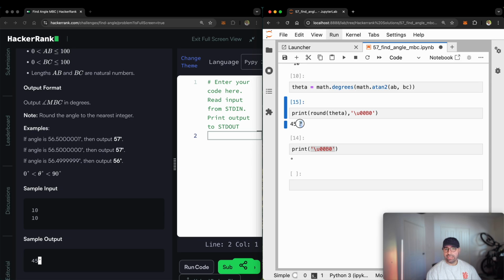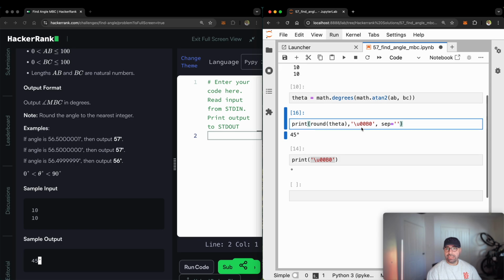Now, you can see that this is printed here, but there is a bit of a gap here. I can see a space there. I don't like that space. I don't want it to be there. What I might do then is use the separator and say I don't want any separators. If I do that, you will see that the degrees sign is now all together with 45. So I think this is the solution.